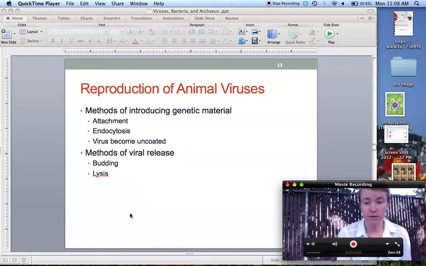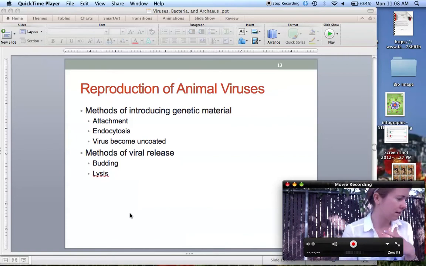Then animal viruses are a little bit different because obviously our cells are different than bacteria, and so the methods of introducing the genetic material are a little bit different. So the virus doesn't just attach and inject its DNA because we have a lot of other things happening. So it can do that, or it can enter by endocytosis. So it attaches to our cell membrane and we take it inside. And then what's going to happen is the virus becomes uncoated. So the capsid kind of falls apart and the DNA is just free in there.